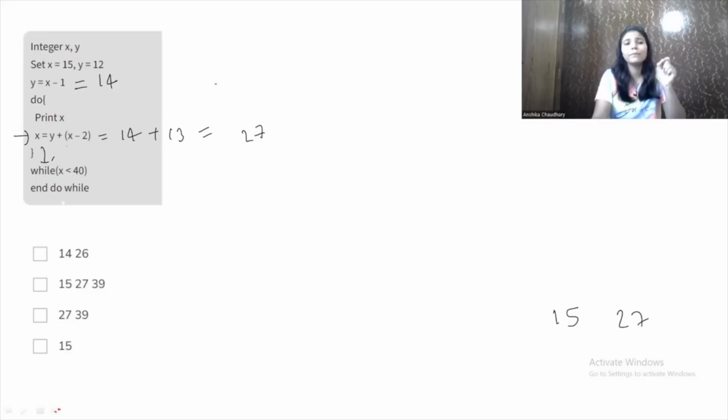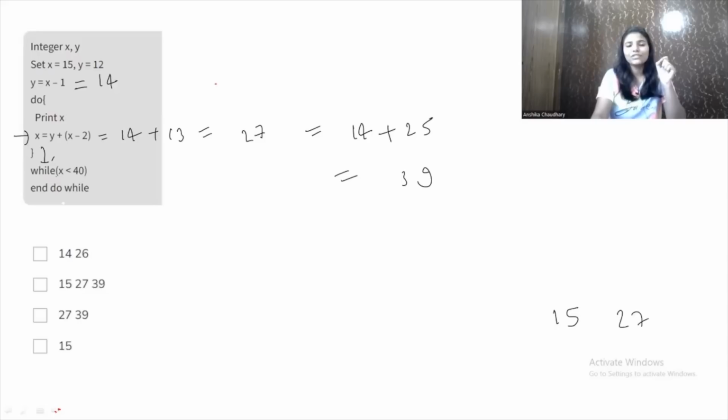Now at this line, we will update the value of x again. So x is y plus x minus 2. The y value is 14 again. Now x minus 2. The last updated value of x was 27. 27 minus 2 will become 25. Now let's add it. 5 and 4, 9. 2 and 1, 3. So this will be 39.